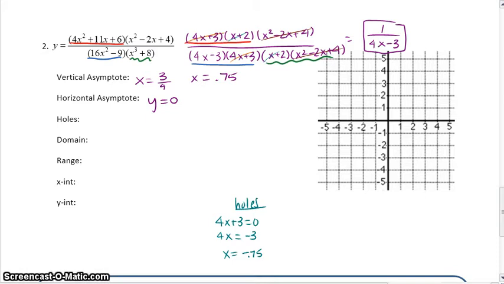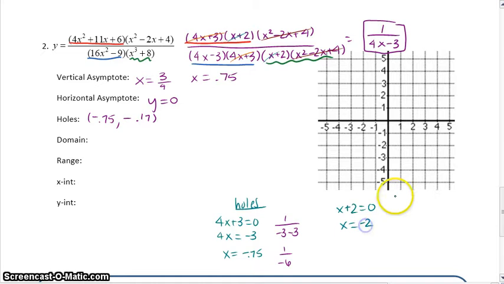So when I do that, that will give me a value of 1 over 4 times negative 3/4, or negative 0.75. That is negative 3, so minus 3. And then that would give us a y value of 1 over negative 6. So together that gives us the point negative 0.75, comma, negative 1/6, which 1/6 as a decimal is 0.17.